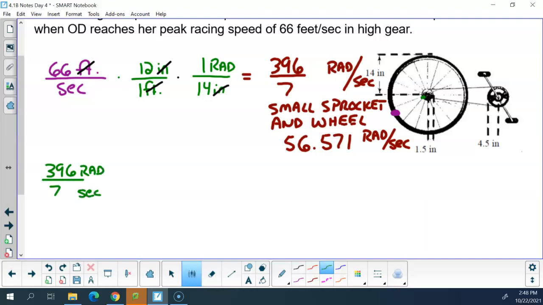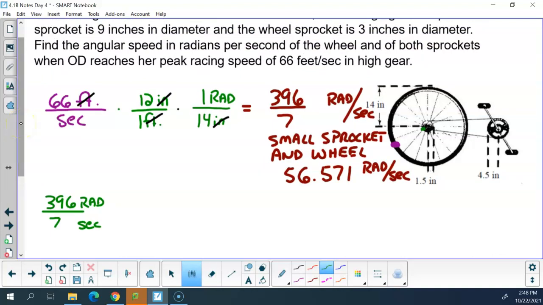Now I'm on the sprocket. Because one of the questions that we had to get was the angular speed, in radians per second, of the wheel and of both sprockets. So we got one of the two sprockets. So why wouldn't you add the other sprocket then? Because we're not there yet, we've got to calculate more. We have to do 3 angular speeds. We've so far done 2.